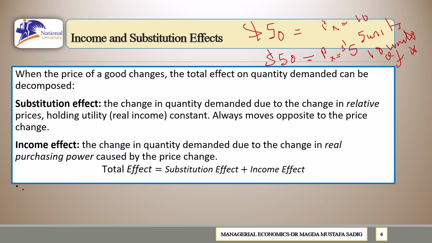Sometimes we have normal goods, that is good quality goods. When your income increases, the demand for normal goods increases. But for inferior goods, the low quality goods, when your income increases, your demand for them decreases.